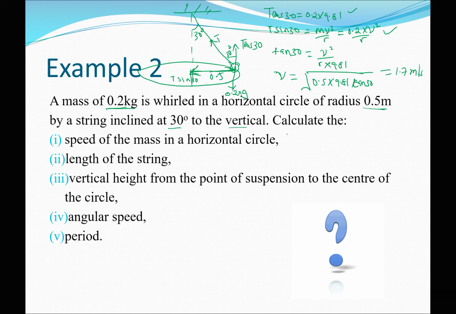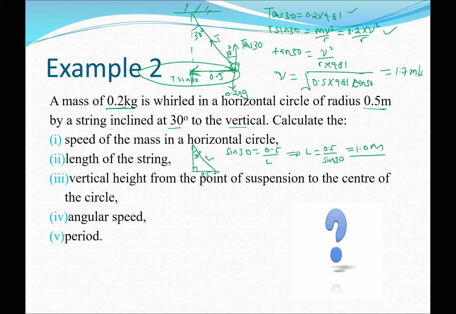Then calculate the length of the string. So we have opposite over hypotenuse. If we look at that triangle, we have a triangle like this one here, where this angle is 30 degrees. This is L, this is 0.5. So that is sine. Sine of 30 is equal to the opposite, which is 0.5 divided by L. We have already seen that L is going to be 0.5 divided by sine of 30, which is equal to 1.0 meters.